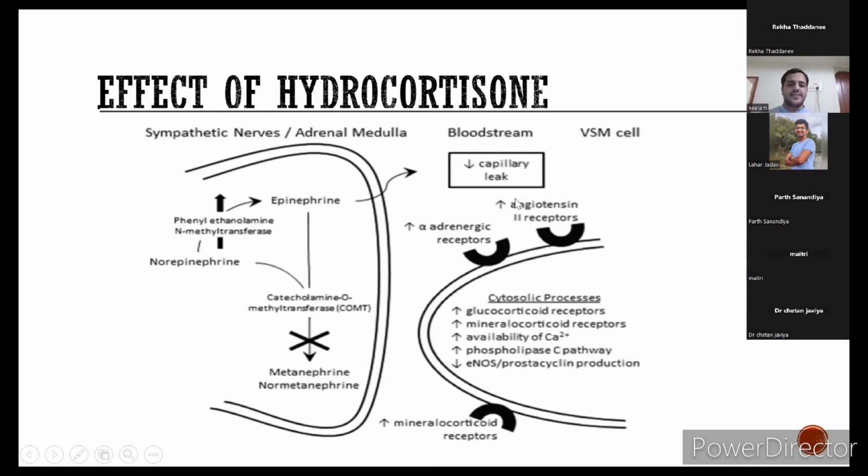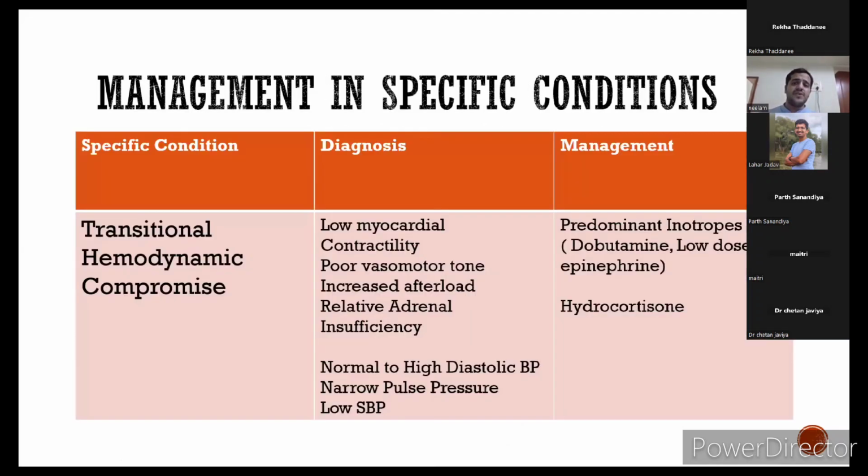Second, it decreases the capillary leak which happens in babies with shock, in septic shock. Some residents used to ask me, sir, it is septic shock, should we go for hydrocortisone? Hydrocortisone is known to decrease the capillary leak in these babies, and on top of it, it increases the glucocorticoid receptors, it increases the mineralocorticoid receptors, and it increases the availability of intracellular calcium. By all these mechanisms, it helps in getting a good response to all the inotropes you are giving in addition to hydrocortisone.